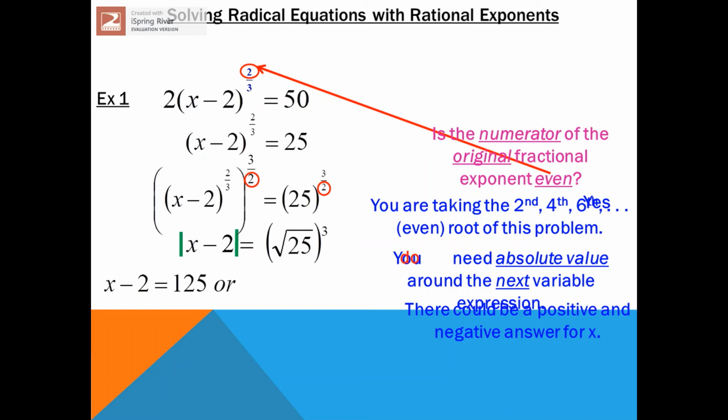So x minus 2 is equal to the square root of 25 raised to 3. So we will put the absolute value of x minus 2. So x minus 2 is equal to, what is the square root of 25 raised to 3? Yes, and that will be 125. So x minus 2 is equal to 125, or x minus 2 is equal to negative 125. So if we simplify this, for x minus 2 equals 125, it will be x equals 127. And the other is x equals negative 123.